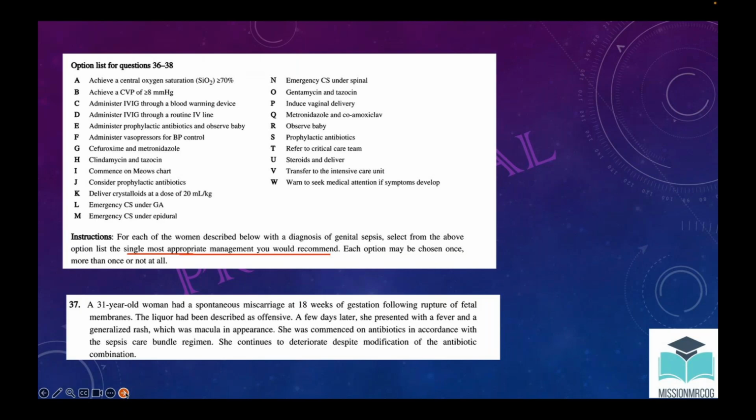She's not responding to anything, isn't it? So, what do you believe? Option B, transfer to intensive care unit.